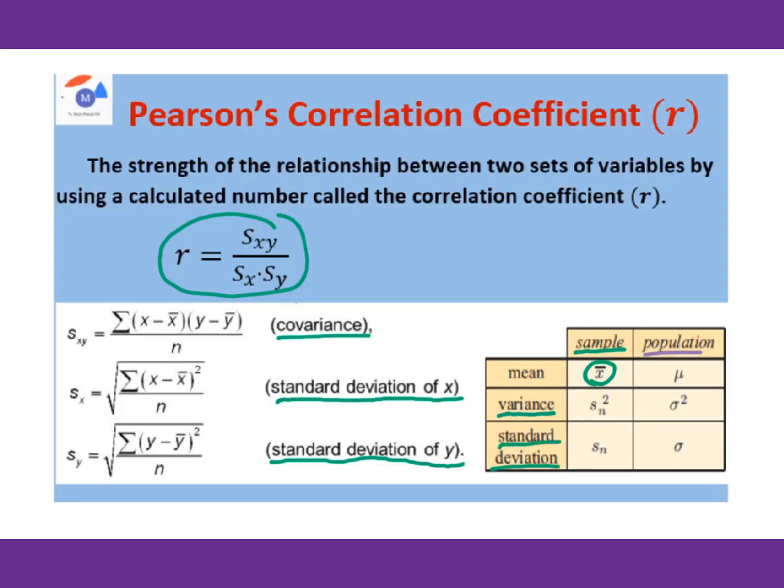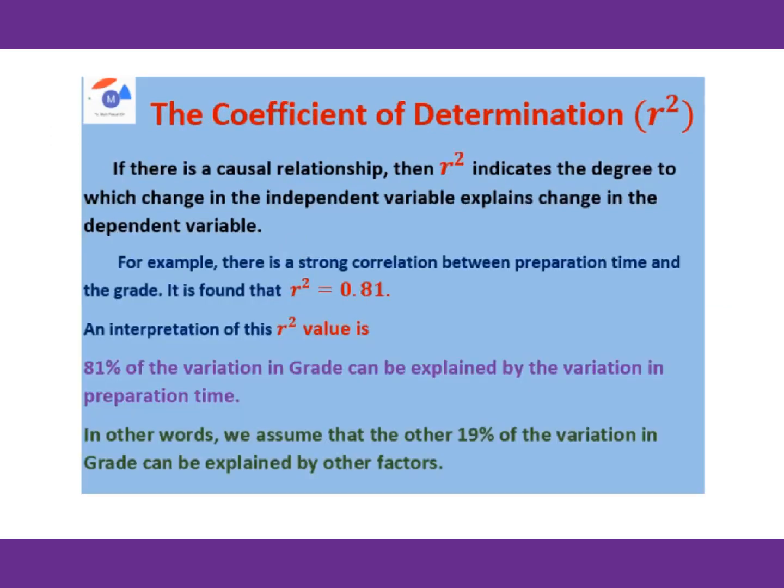But for a population, normally we use mu to stand for the mean. We use sigma squared to stand for the variance. Sigma stands for standard deviation. The coefficient of determination is R squared. If there is a causal relationship, then R squared indicates the degree to which change in the independent variable explains change in the dependent variable.